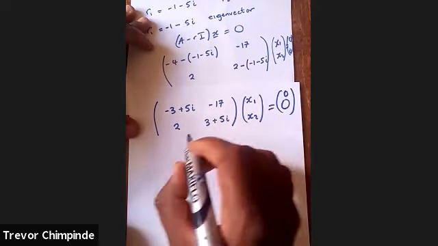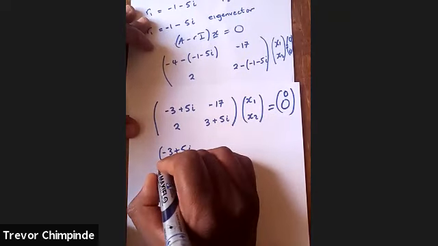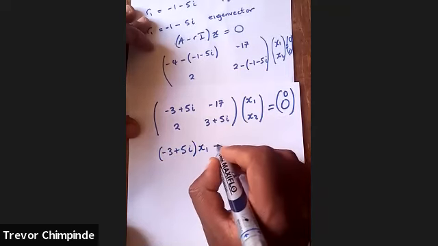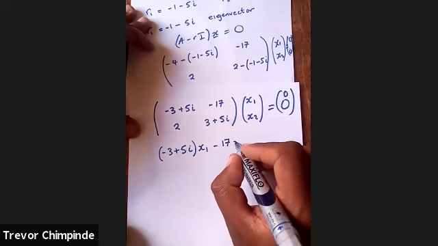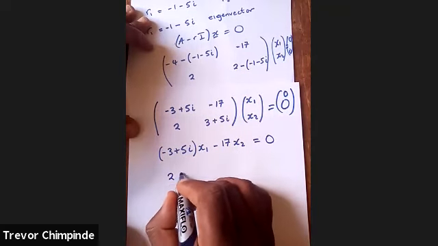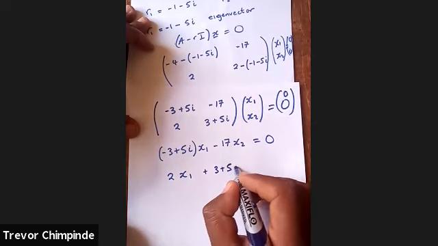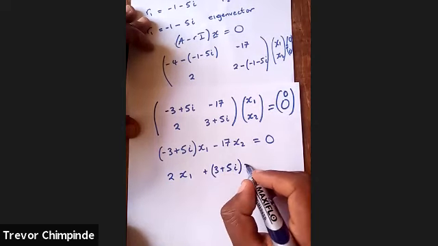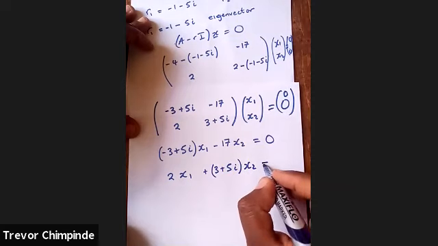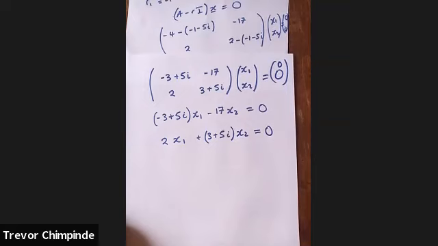So if we multiply this, we have minus 3 plus 5i, x1 minus 17 x2 is equal to 0. The second equation is 2 x1 plus 3 plus 5i, x2 is equal to 0. So these are our two equations, and these equations must be the same.